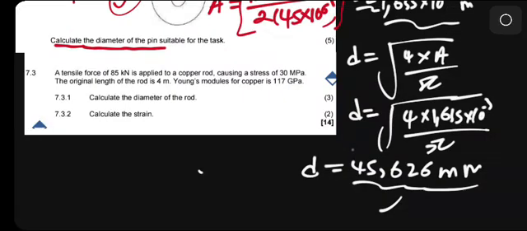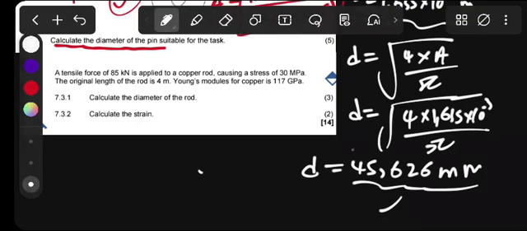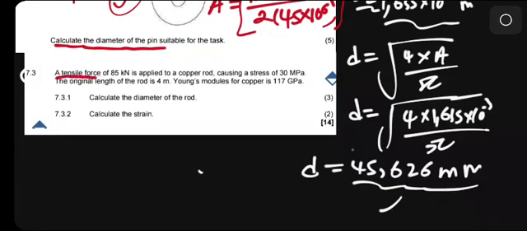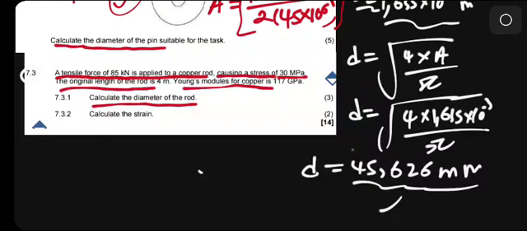So we have this question now, 7.3 says a tensile force of 85 kilonewton is applied to a copper rod, causing a stress of 30 megapascal. The original length of the rod is 4 meter. Young modulus of the copper is 117 gigapascal. 7.3.1 says calculate the diameter of the rod.